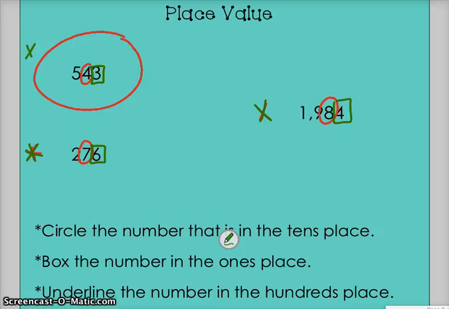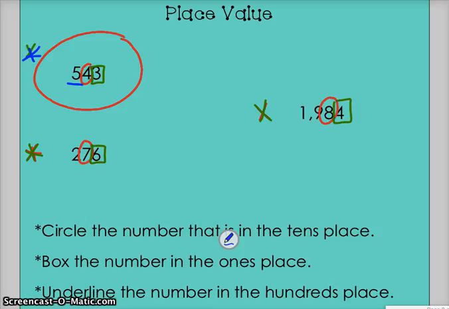Okay. Now let's underline the number in the hundreds place. Look back up at that 543, which number is in the hundreds place? Ding, ding, ding, the 5. The value of the 5 here is 500 because it's in the hundreds place.